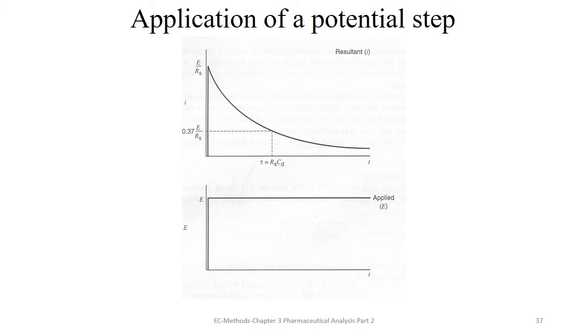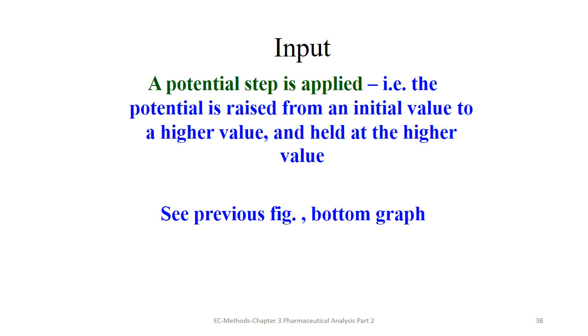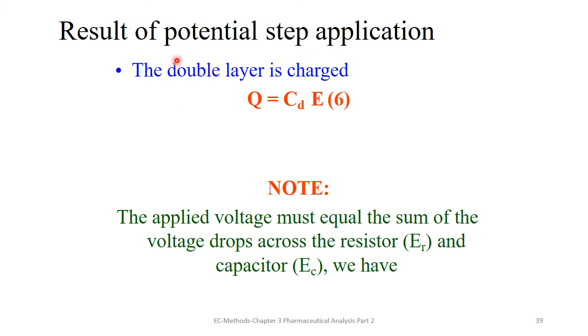Application of a potential step. From this graph, we can see the applied potential input. A potential step is applied: the potential is raised from an initial value to a higher value and held at the higher value. Results of the potential step application: the double layer is charged.